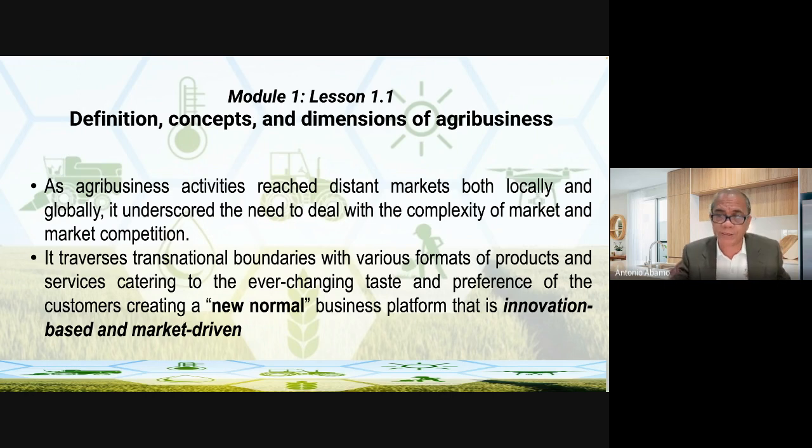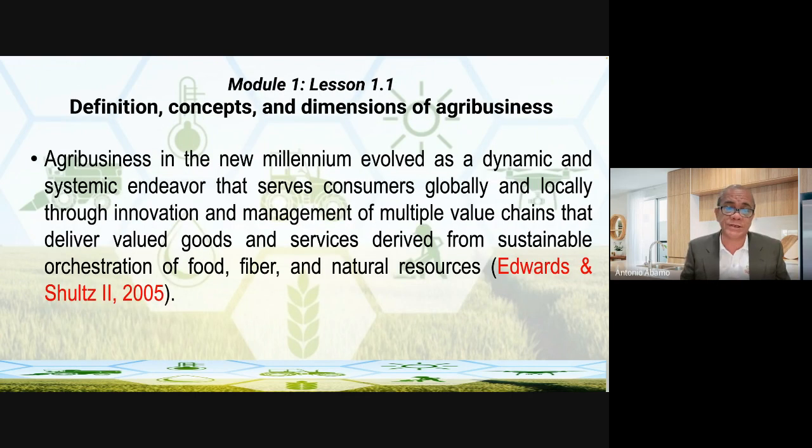But above all this, agribusiness remains to be innovation based and market driven. Its innovation is based on customers' preference, and customers' preference is actually the one dictating how products are actually going to be structured, and of course the growing expansive part of agribusiness.